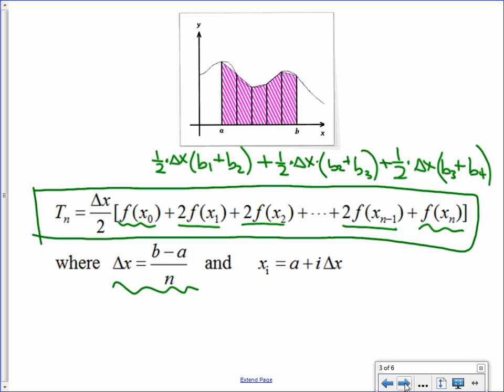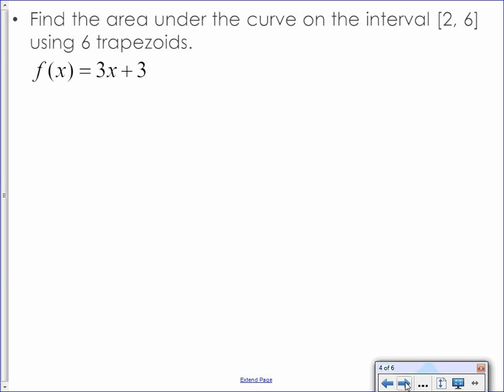Do you think this is going to approximate better than our rectangles? Sure. There's less empty space there. Do you agree? Okay, so this is going to hopefully be a better approximation for us. All right. So here we go.